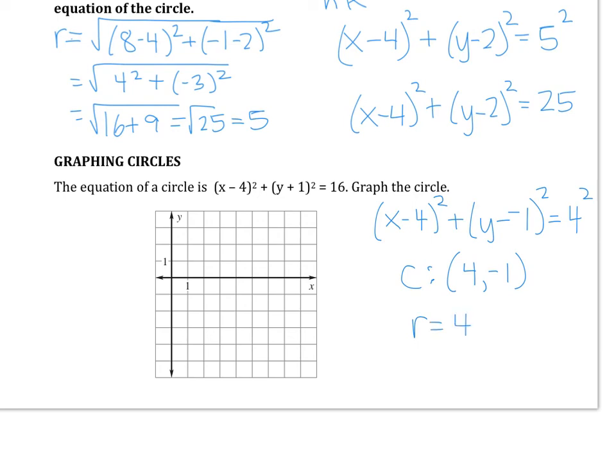So plot your center, 4, 1, 2, 3, 4, negative 1. And then go in each direction, your radius. To the right, go 4 spaces from center, 1, 2, 3, 4. Up, 1, 2, 3, 4. And this will help you draw the best circle probably that you can draw. And that's good enough. And that is writing and graphing circles, equations of circles.